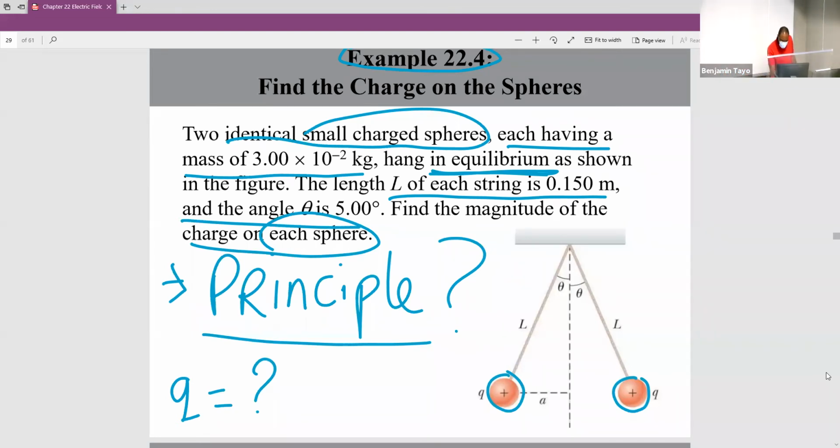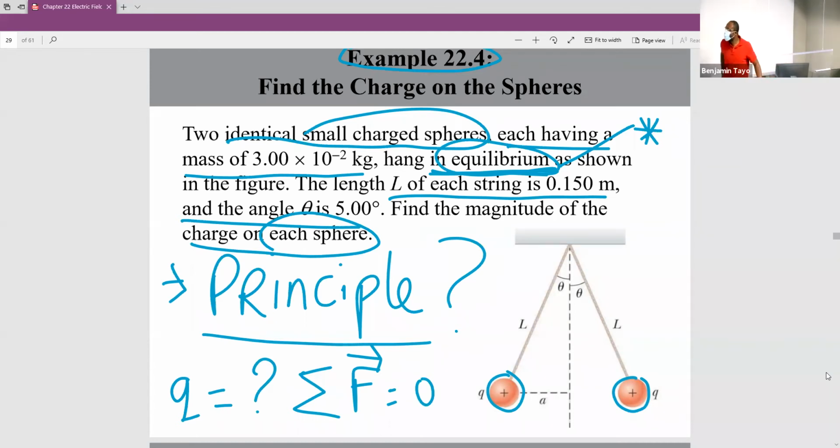Then I need to look at this keyword here. So when we say something is in equilibrium, what does that mean? Net charge can be zero. But what does that mean in terms of the forces acting on the system? Zero. The forces must balance, right? So all the forces must balance. So the sum of all the forces must be equal to 0.